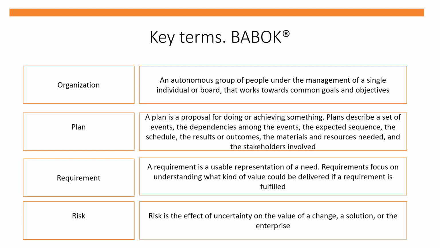Organization. An autonomous group of people under the management of a single individual or board that works towards common goals and objectives. Plan. A plan is a proposal for doing or achieving something. A plan describes a set of events, the dependencies among the events, the expected sequences, the schedule, the results or outcomes, the material and resources needed, and the stakeholders involved.